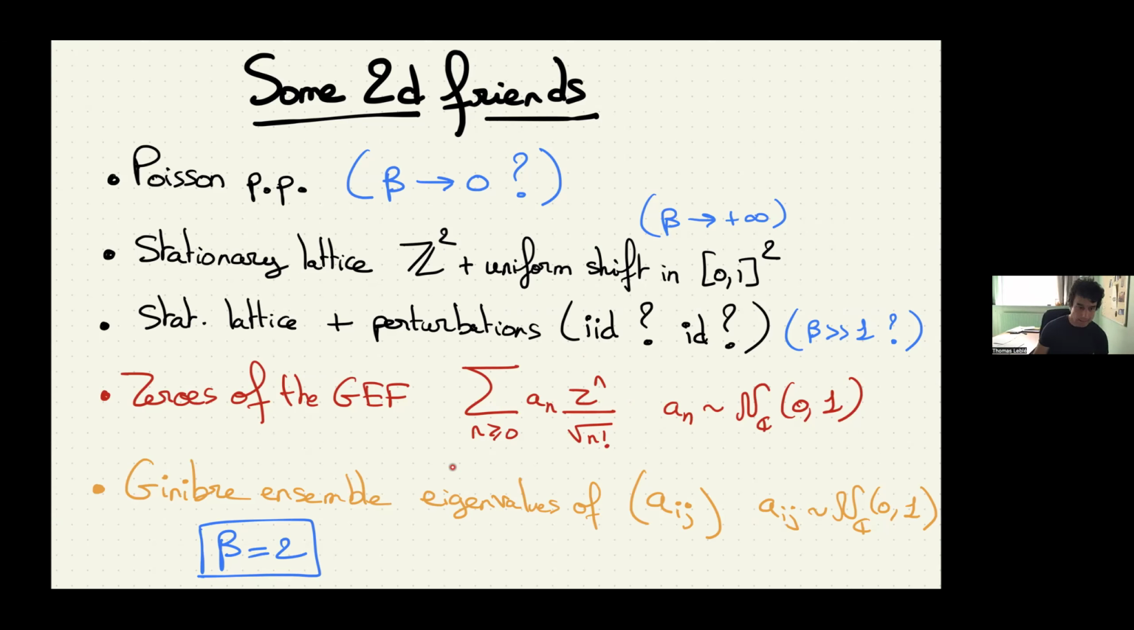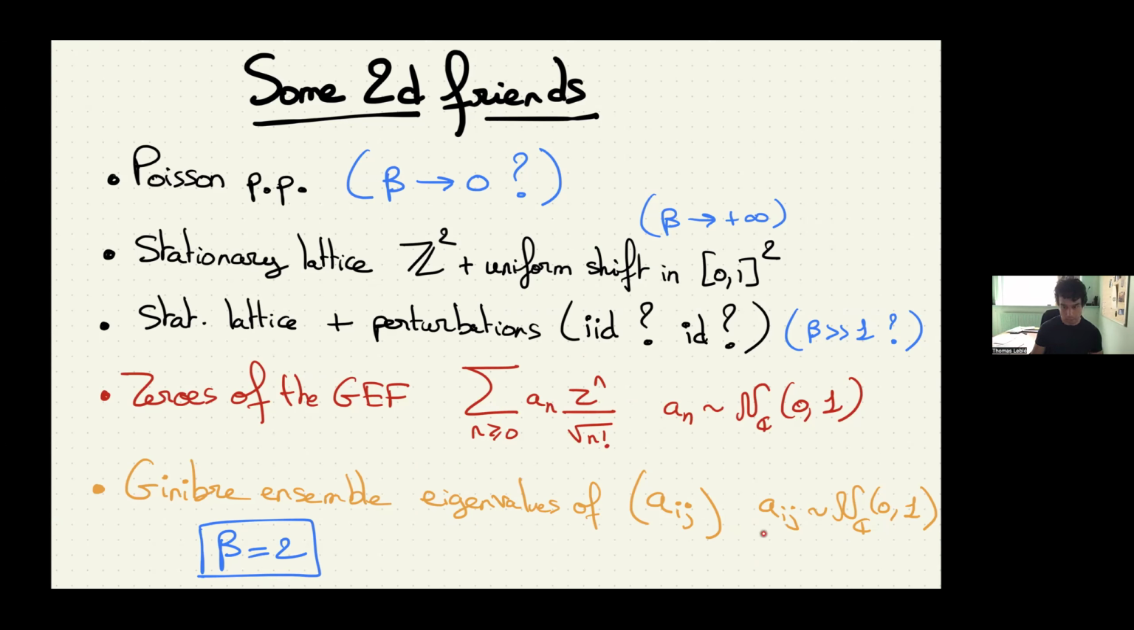And finally, the Ginibre ensemble. What is the Ginibre ensemble? You take a matrix with IID complex Gaussian coefficients, and they are IID. There is no symmetry in your matrix.